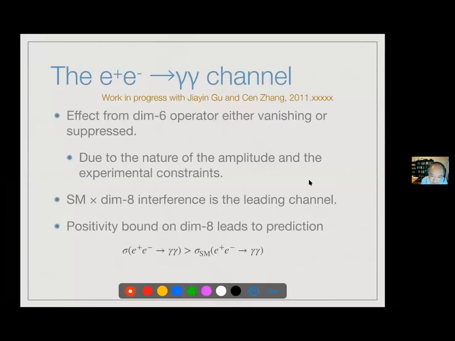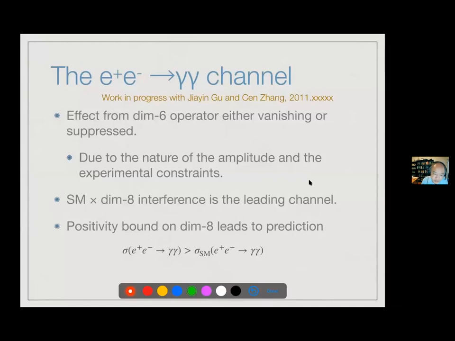Okay, this is due to the particular nature of the scattering amplitude. The standard model contribution only has a very specific helicity configuration. The dimension six contributions from EFT just don't interfere with them. And even if you consider other possible contributions, they could come from, for example, a dimension six dipole-like operator, but those operators are already very strongly constrained by experiment. Okay, so an argument like that, which we will present fully, hopefully in a week or so, in our paper, tells you that this is a channel where we expect dimension eight to be the leading contribution.